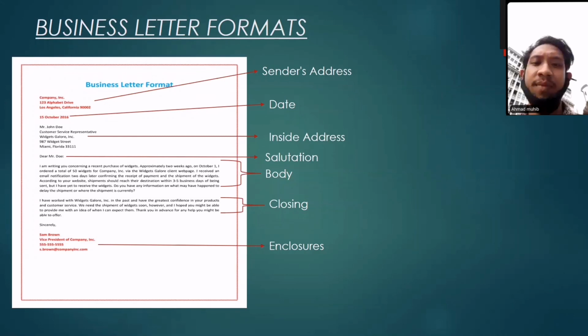And then the enclosure. If you have enclosed any document along with the letter, such as a resume, you indicate this simply by typing Enclosure below the closing. As an option, you may list the name of each document you are including in the envelope. For instance, if you have included many documents and need to ensure that the recipient is aware of each document, it may be a good idea to list the names.